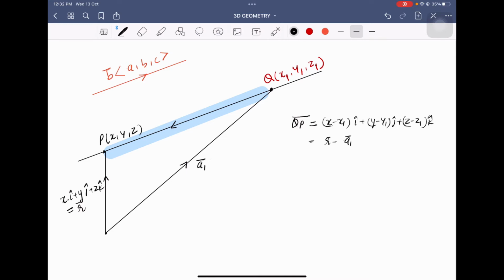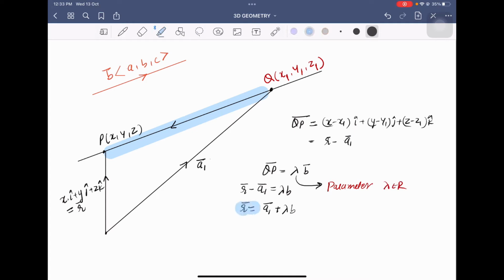Okay, this QP vector is parallel to which vector? This QP vector is parallel to this vector B. So if two vectors are parallel, or you can say they are collinear, then we can write QP vector as a linear combination of the vector B. So QP vector, position vector R minus position vector A1, equals lambda B. So R will become A1 plus lambda B, where lambda is a parameter and lambda belongs to real numbers. So this will give us the vector equation of the line.